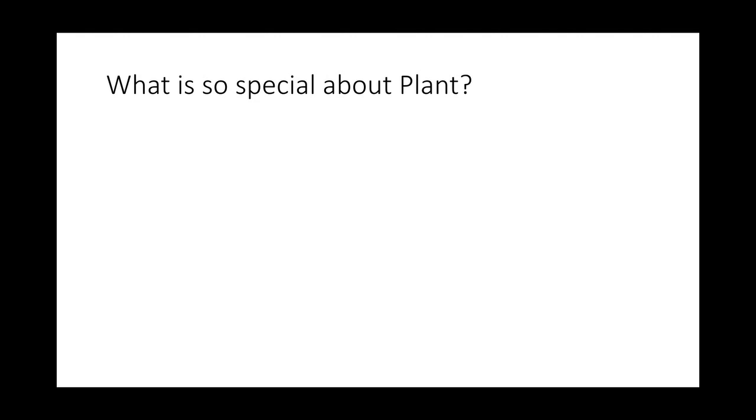So basically, without plants, there will be no living things on earth. That's why plants are so important. Everything depends on plants for survival. Even if you don't eat vegetables, the meat that you eat comes from animals that have to feed on plants. So indirectly you're also getting energy and food from plants.